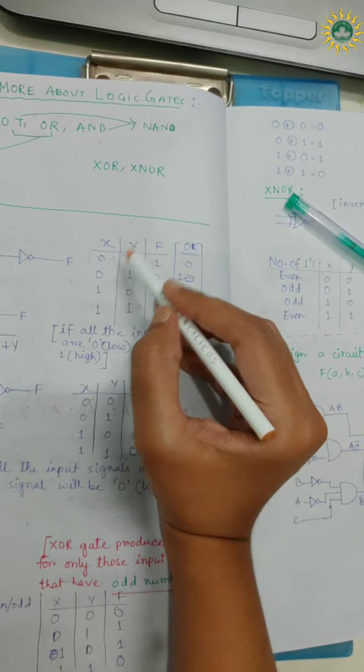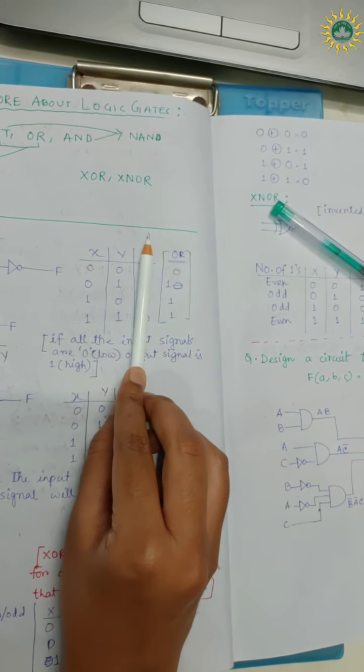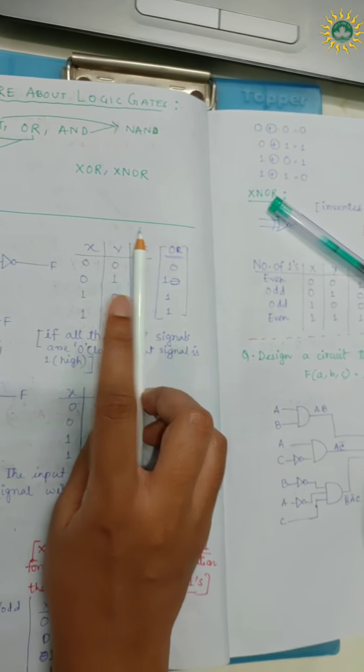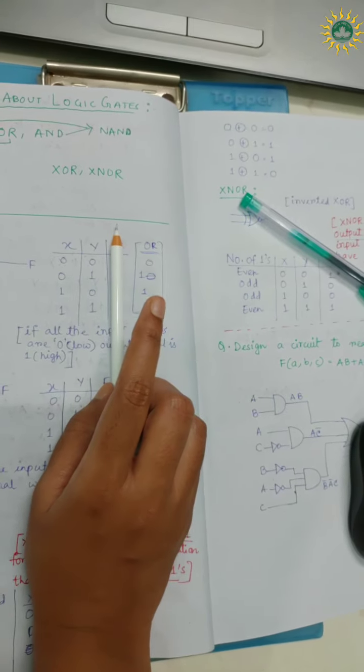So for OR, what we had, let's read the OR first. Okay, fine. If we had 1 in any case, the output will be 1 for OR gate, right?